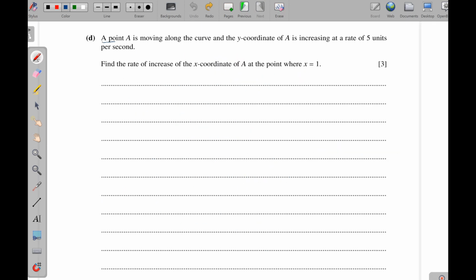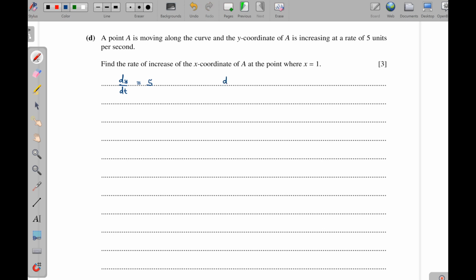Then part D, a point A is moving along the curve and the y-coordinate of A is increasing at a rate of 5 units per second. That means what is given here is dy dt, which is equal to 5. Suppose they said it was decreasing, that means we would include a negative here, okay? All right, find the rate of increase of x coordinate of A at the point where x is equal to 1. So we are to look for dx dt.